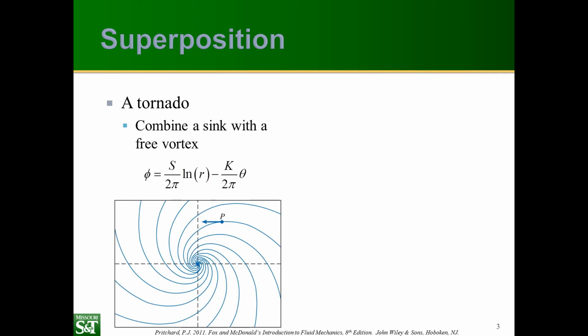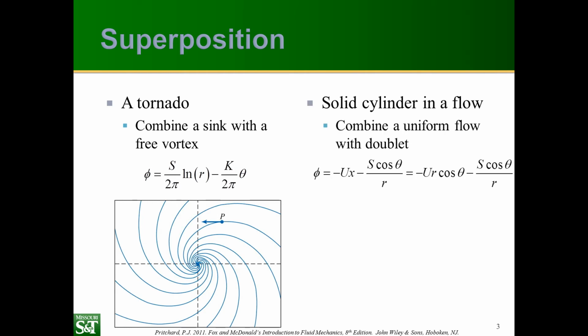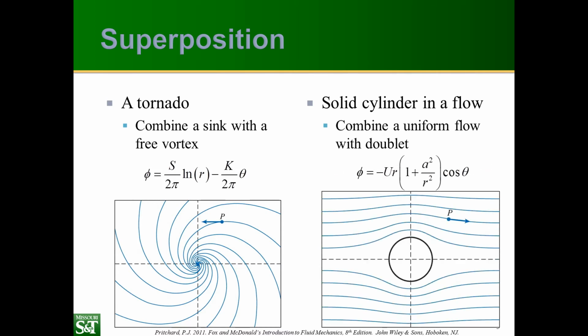If we want to look at a solid cylinder in a flow, we can actually combine a uniform flow with a doublet. Again, we have to convert the uniform flow into polar coordinates, but we can do that. And then we simplify the equation to obtain this simplified form. Now, it's interesting to note that this a squared depends on the strength and the velocity of the uniform flow. And when we plot this, you see this solid black line, that represents the surface of a solid cylinder. No flow goes through that. And so the radius of that circle is A.